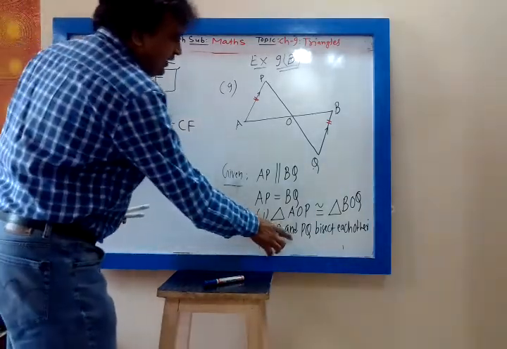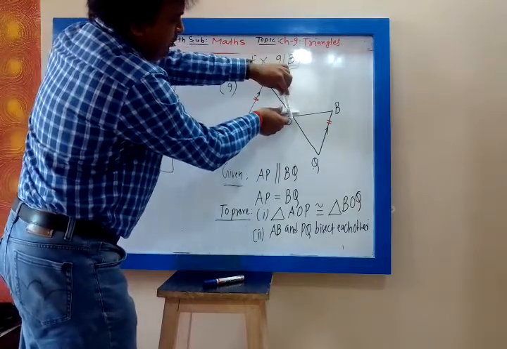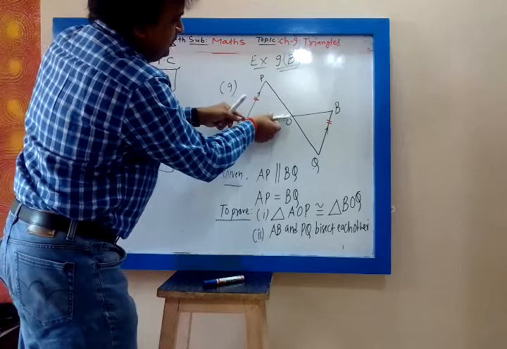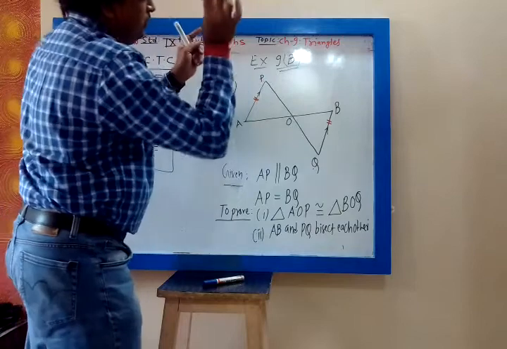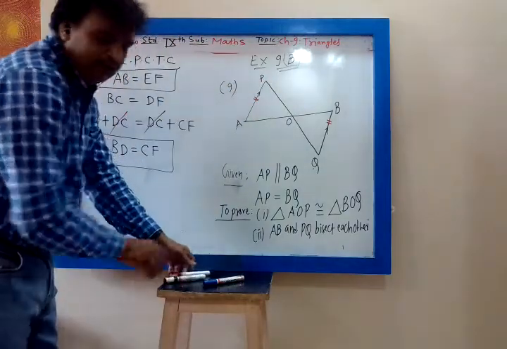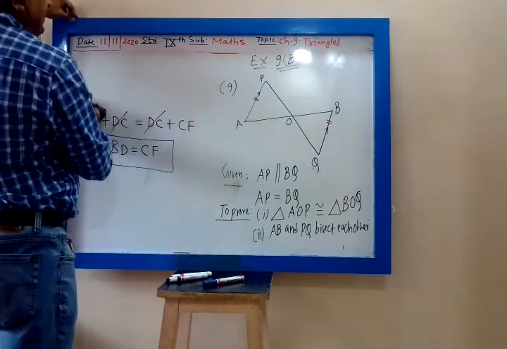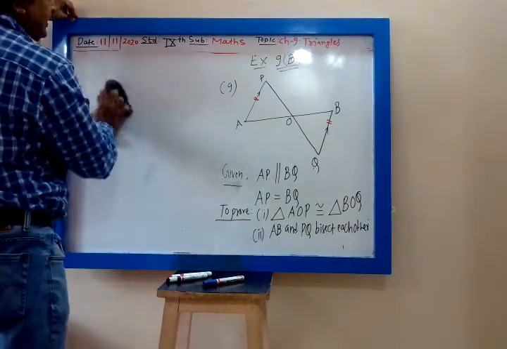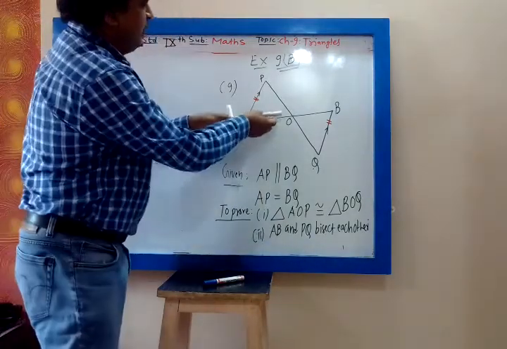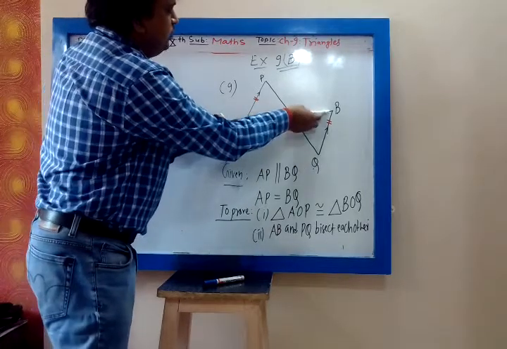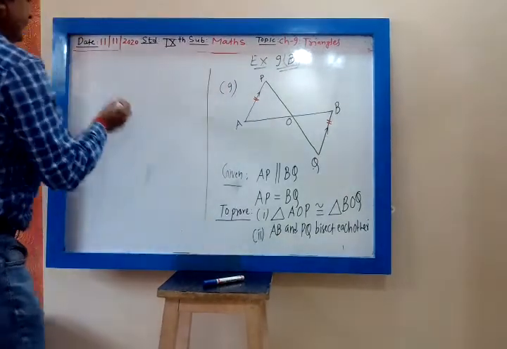See, what do you mean by bisect each other? AB and PQ bisect each other means AO will be same as OB and OP will be same as OQ. It is not given they are bisecting. We want to prove that they are bisecting. So to prove that they are bisecting each other, we have to prove that OA is same as OB and OP is same as OQ. So let us solve this.